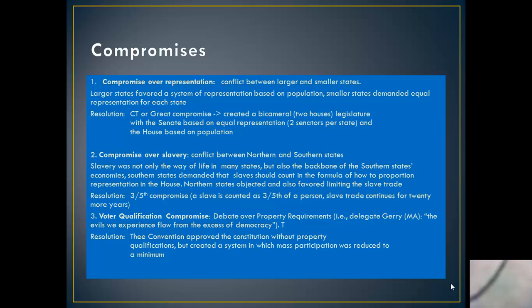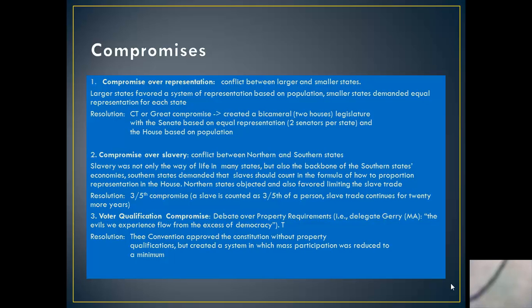This conflict was actually resolved rather nicely, rather elegantly, we might say. And I'm sure you heard about it. The resolution of this conflict involved the creation of a bicameral legislature. Bicameral means two houses, two chambers. It created a house based on population and a Senate based on equal representation of each state.